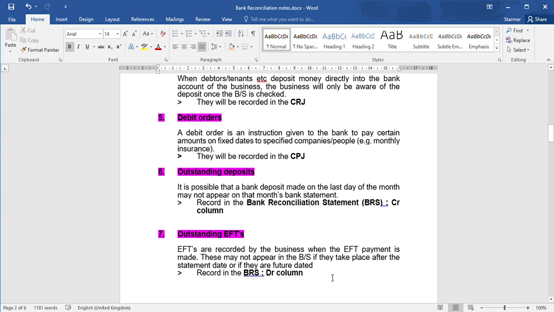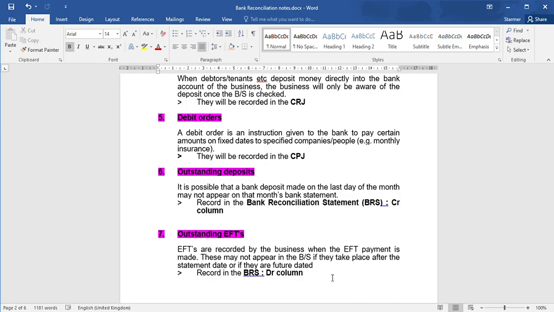Then outstanding EFTs, we must record the EFT when we actually make the payment. That's to keep our EFTs in order in our cash payments journal, so when auditing takes place, for example, it's easy to check and verify those EFT payments. They might not appear though in the bank statement if they take place after the statement date. So if the bank closes the statement, let's say on the 25th of the month, and you are processing EFTs thereafter for the rest of the month, those will not be recorded in the bank statement that you receive.